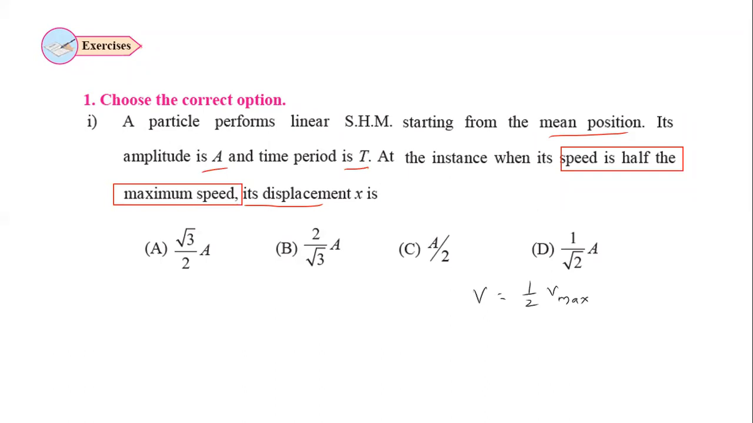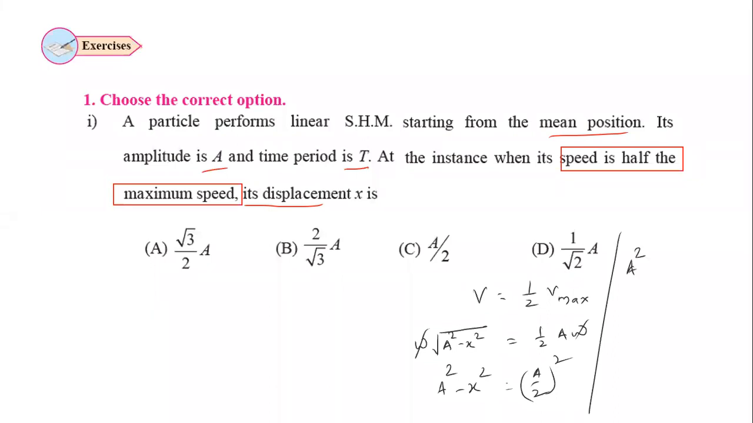Now we have to substitute the values. Speed is given by the formula omega under root a square minus x square is equal to 1 by 2. Maximum speed is given by the formula a omega. Now you cancel the common term and simplify the equation, you will get the answer for x. Now we cancel omega from both sides. Now squaring both sides, a square minus x square is equal to a by 2 whole square. So we get a square minus x square is equal to a square by 4.